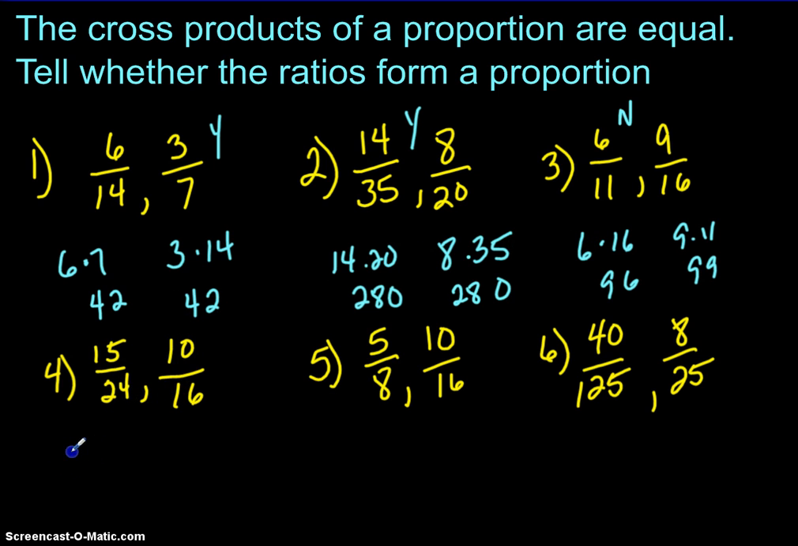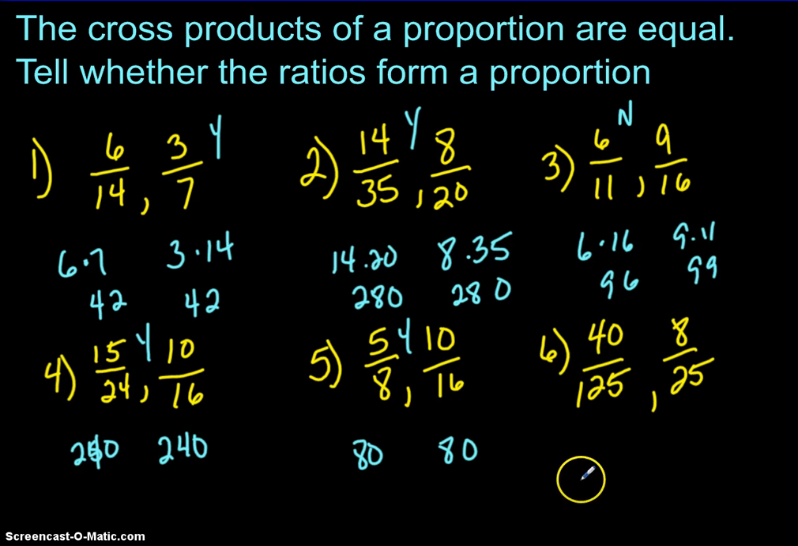Look at another one. I've got 240. Then I've got 160 plus 80. I'm sorry, I wrote 250. This should be 240. 240 is equal to 240, so yes, this forms a proportion. Okay, looking at the next one, I've got 80 here. 5 times 16 is 80. 80 does equal 80, so yes, this forms a proportion.